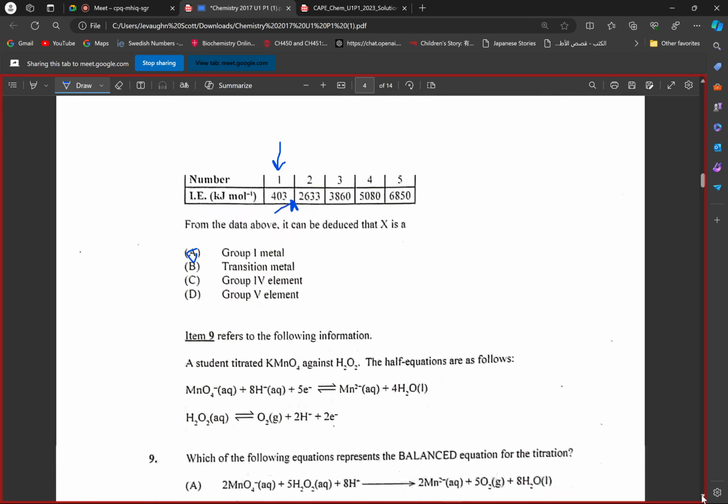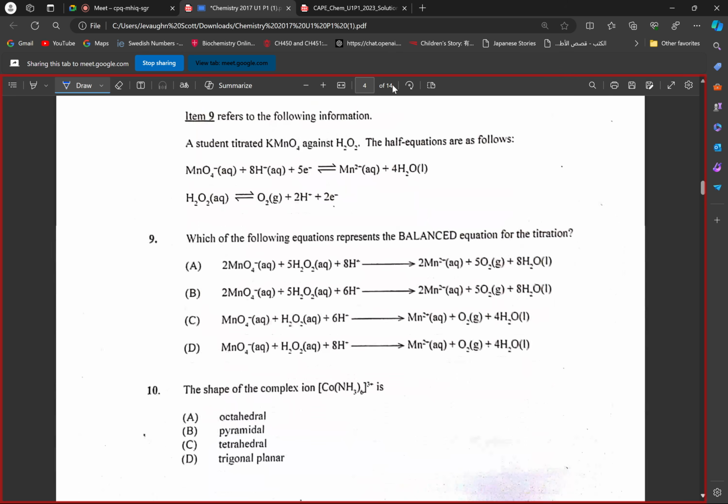With the answer for this, now a student titrated potassium permanganate against hydrogen peroxide, to be specific. The equations are as follows. Which of the following equations represent the balanced equation for the titration? What will be the balanced equation here? What do we do to balance the equation?